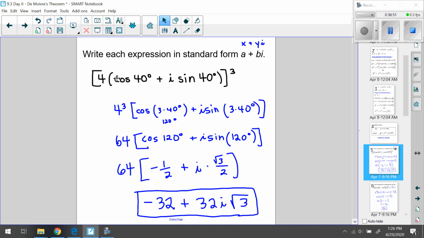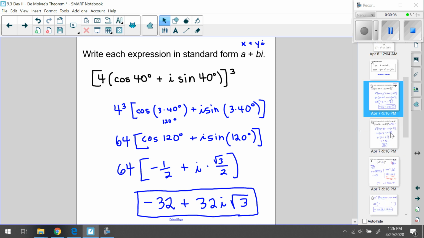Again, those first few examples, they're already going to be in polar form. They won't be in cis notation. Your book doesn't use that cis notation. They'll have it written out with the words cosine and sine. So remember, for those, just substitute, simplify, and you're done. And your answer will be in a plus bi form.